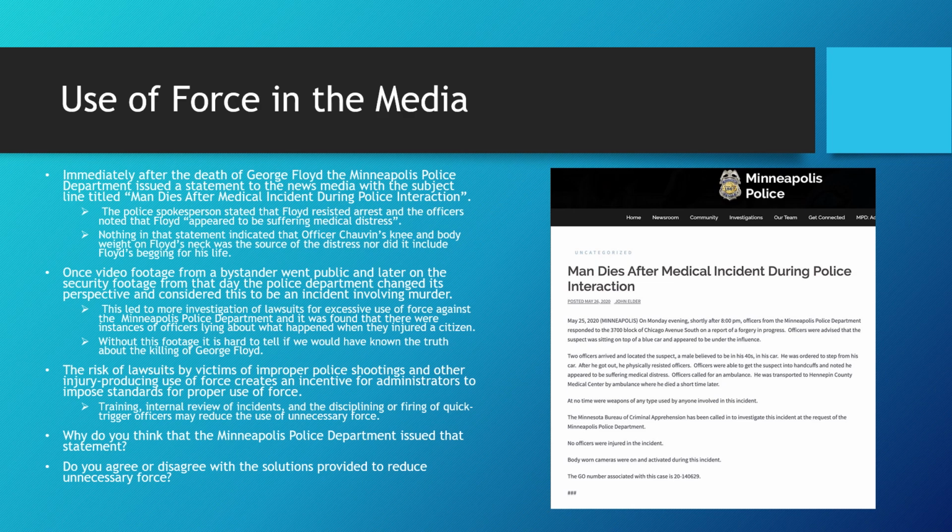Therefore, there are two questions I would like for you to consider. The first one being, why do you think that the Minneapolis Police Department issued that statement? More specifically, do you think that the police department was being genuine, where they actually thought that Floyd was experiencing medical distress that had nothing to do with the amount of force on his neck? Or do you think that the department posted the initial statement and then the follow-up statement to try and cover their tracks on the police brutality here?